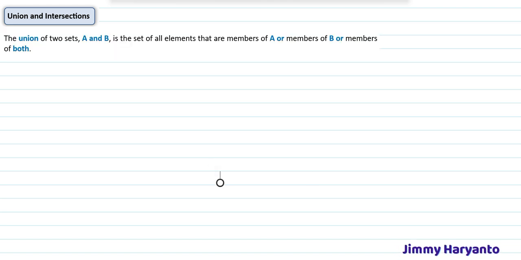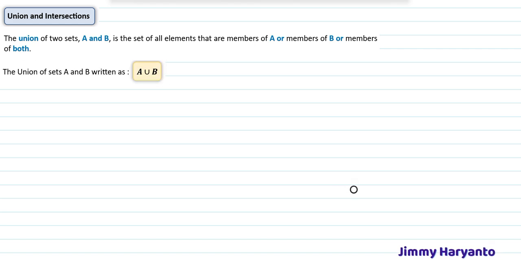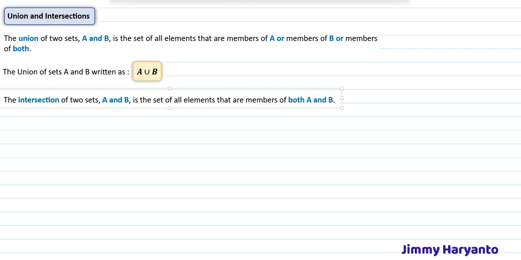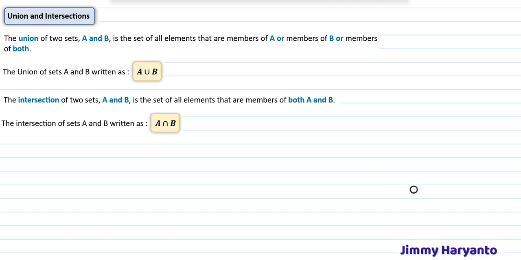Next is union and intersection. When we are talking about union and intersection, we are talking about two or more sets. The union of two sets, A and B, is the set of all elements that are members of A or members of B or both. The union of sets A and B is written like this. And then the next is intersection. The intersection of two sets, A and B, is the set of all elements that are members of both A and B. If it is intersection, it has to be both of them. The intersection of A and B can be written like that.